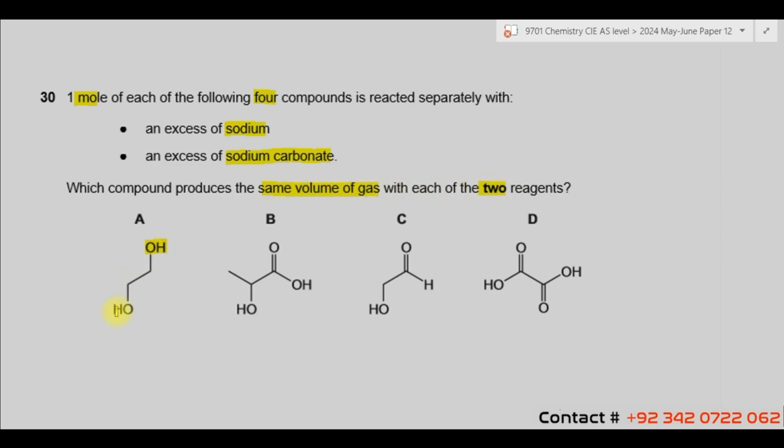Okay, so we have alcohol, we have carboxylic acid, we have aldehyde, and again we have carboxylic acid. So alcohol, carboxylic acid, and aldehyde. 3 functional groups are present. Now sodium is a reactive metal. It can react with alcohol and it can also react with carboxylic acid. It does not react with aldehyde. Second part is sodium carbonate, which can react only with carboxylic acid part.